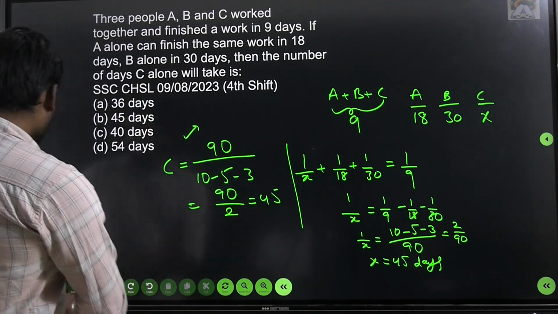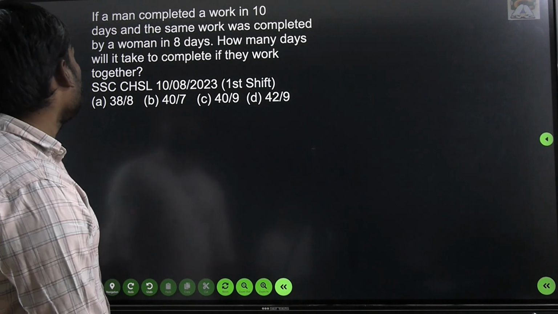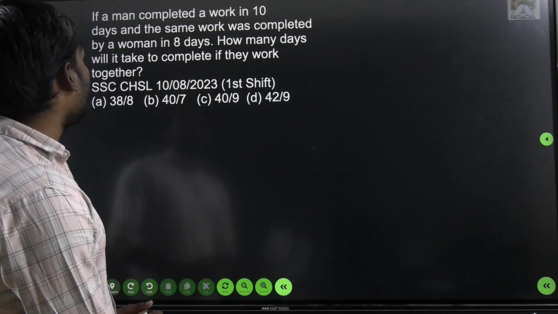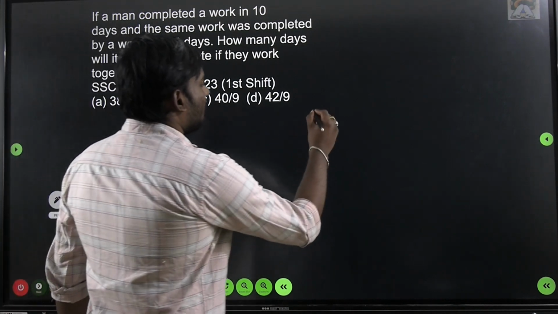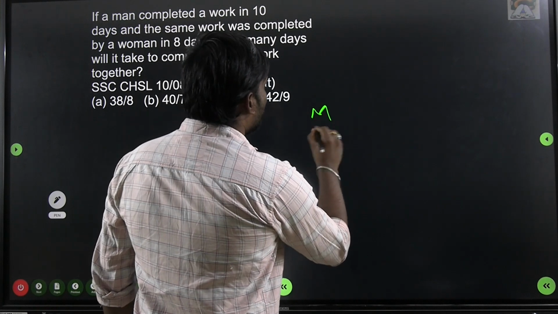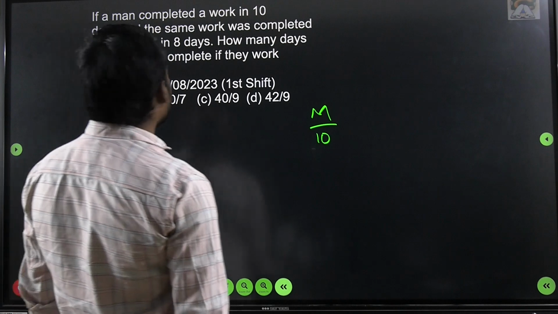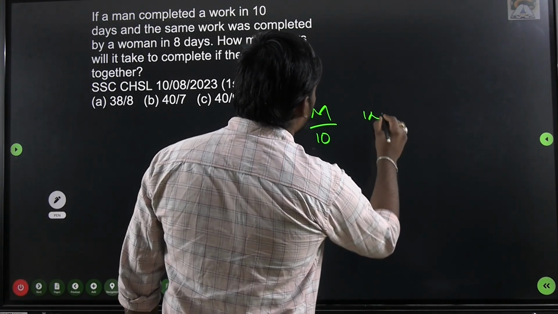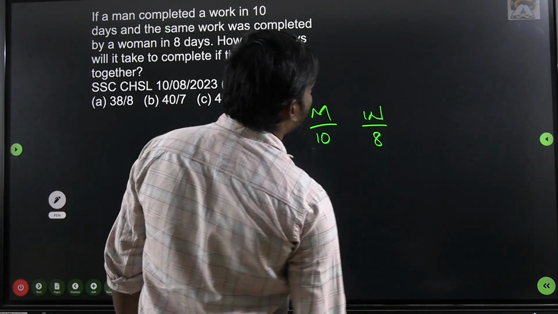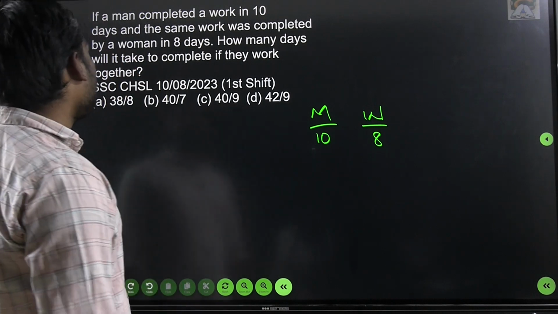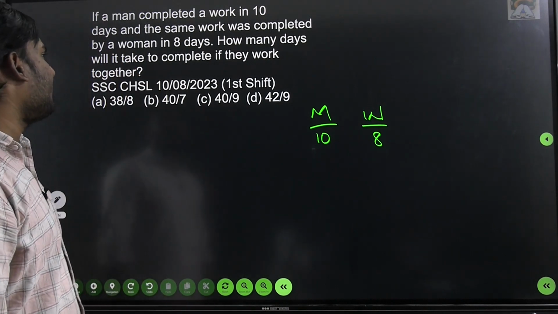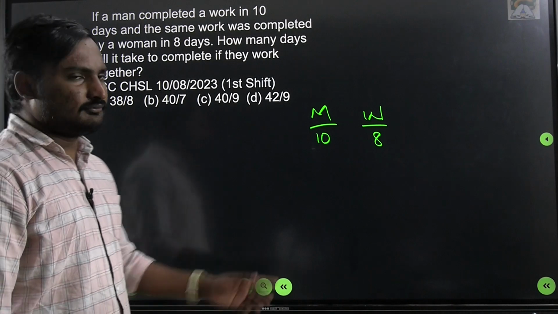We will go to the next question. If a man completed a work in 10 days, and the same work was completed by a woman in 8 days, how many days will it take to complete if they work together?